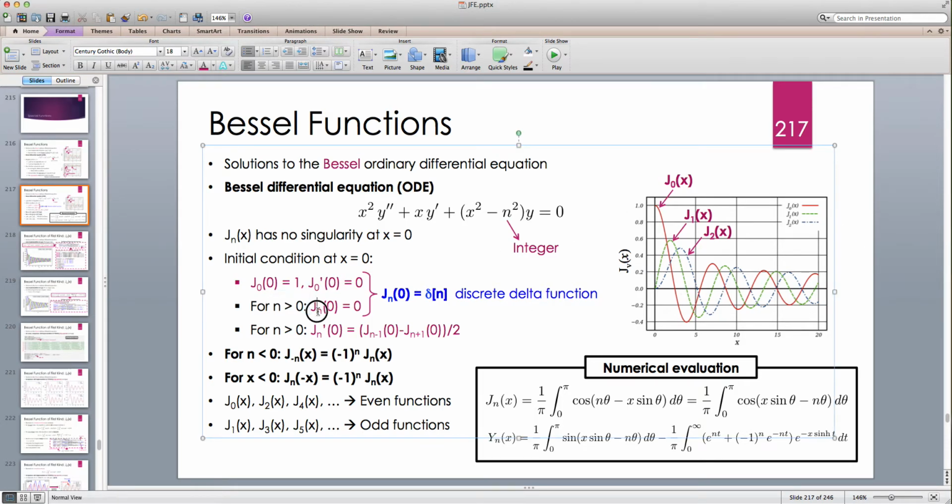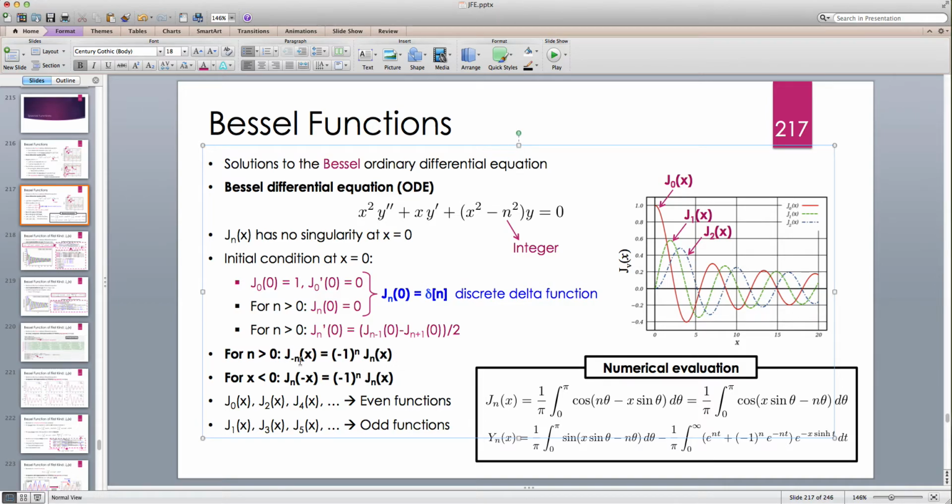For n positive, jn at 0 is always 0, so j1, j2, j3, even j minus 1, etc. They're all 0 except for j0. And here's the relation, which only holds for integer indices. J minus n, if n is negative or positive. Let's call n positive, then minus n becomes negative. So a negative index of j is minus 1 to the nth power times jn.